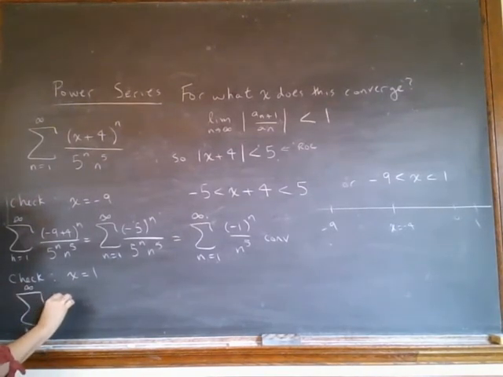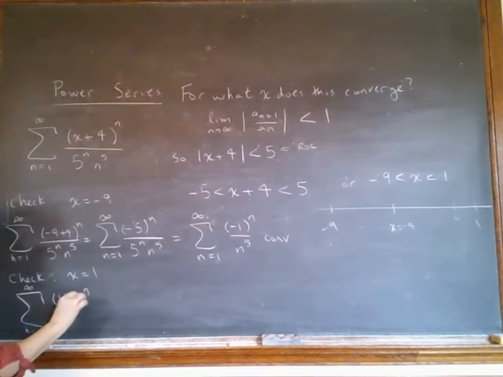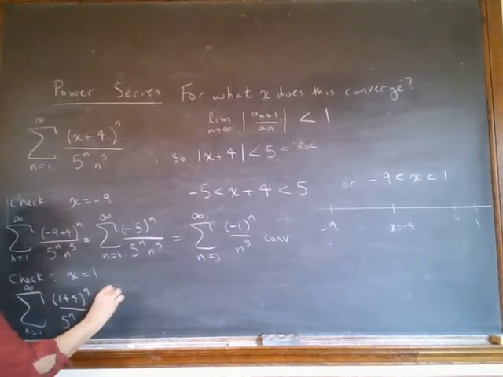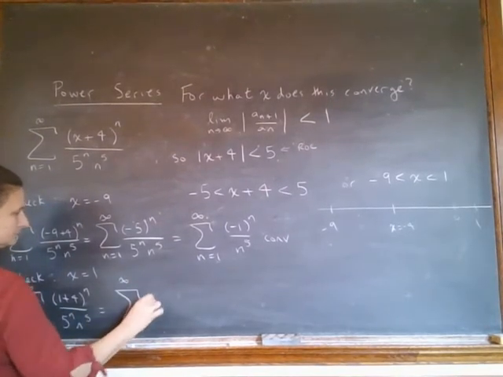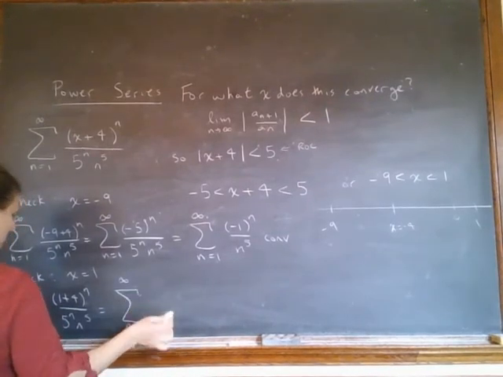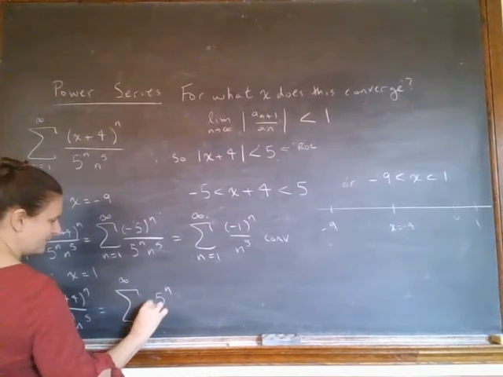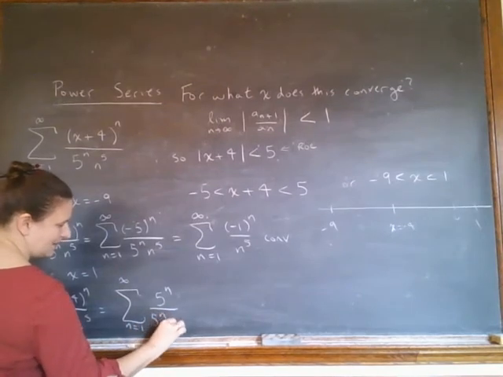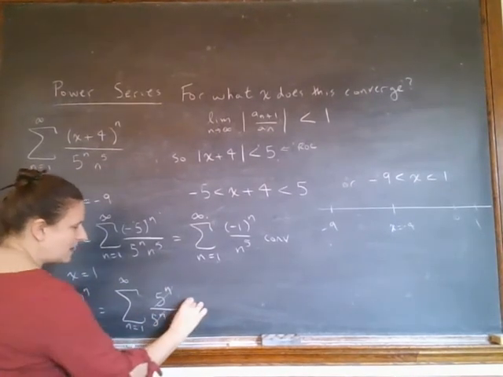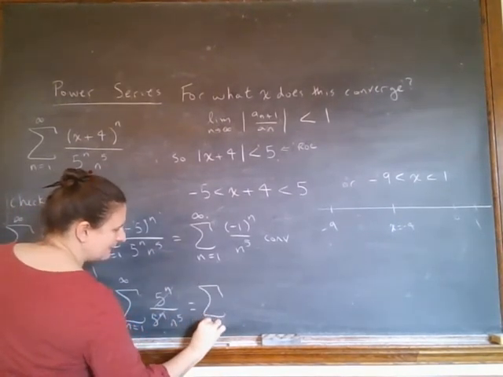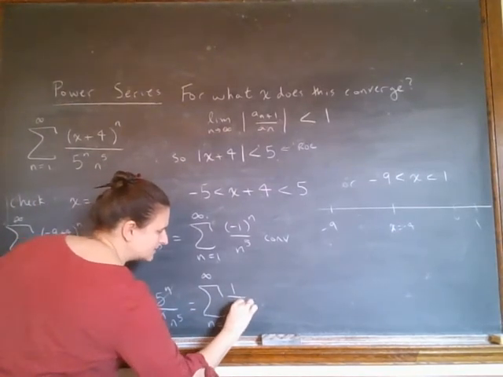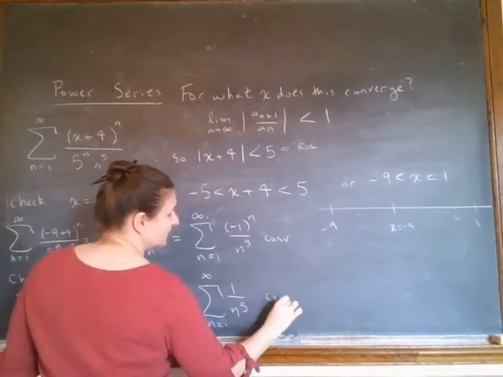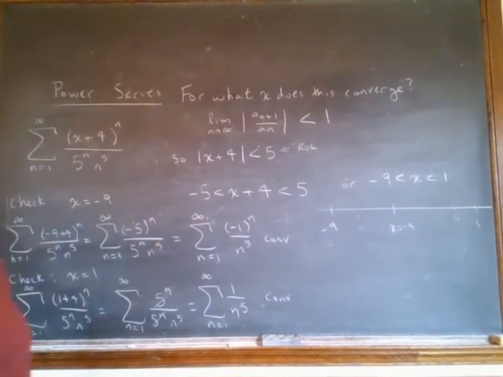Then I'm going to get 1 plus 4 to the n over 5 to the n to the 5. So I've got 5 and 5. Lots of 5s, n to the 5. And here I'm going to get something that also is convergent because it's a 1 over n to the 5 series, convergent. So this one converges at both endpoints.